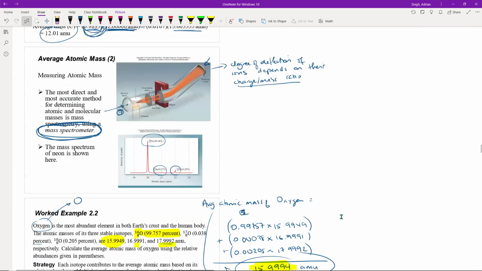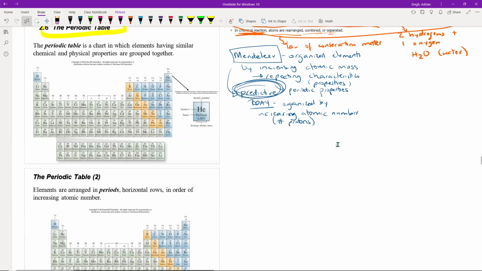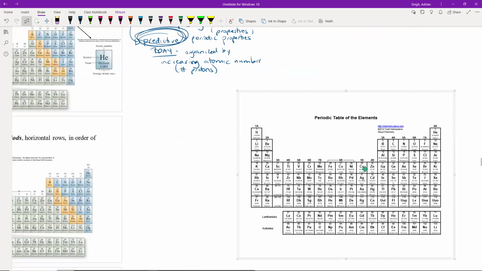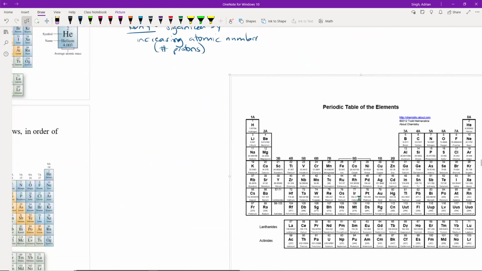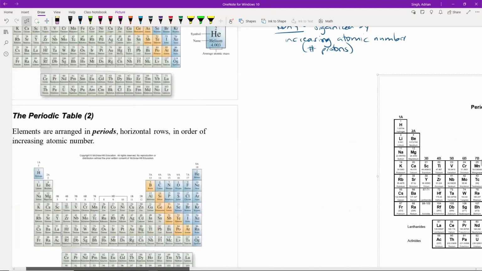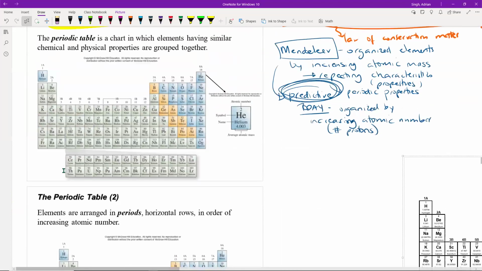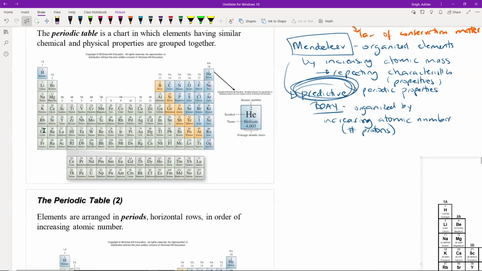So let me bring this down here. This would be the periodic table that you're going to be provided with. So it's black and white. It isn't color-coded, and there's not a ton of information on there, but there's enough information that you can use. So the periodic table is just a way to organize all 118 elements that are known.